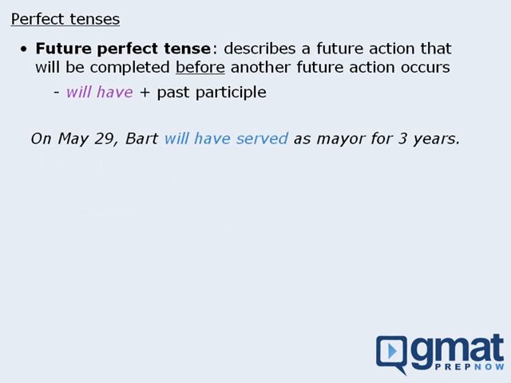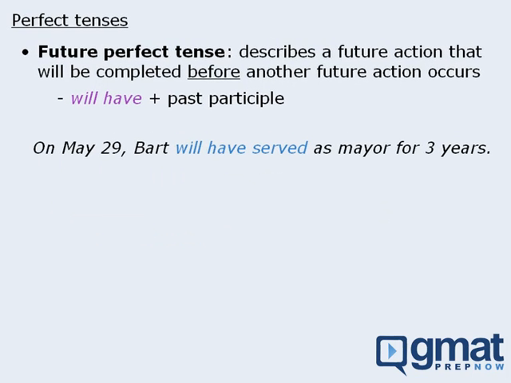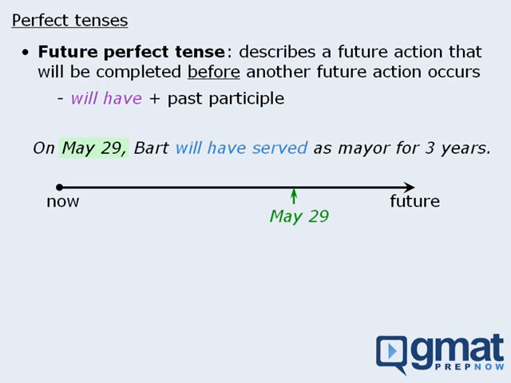Alright, one last example. On May 29th, Bart will have served as mayor for 3 years. In this sentence, one of the future actions is implied. The future date of May 29th counts as one action, and the action that occurs before that is the serving. As such, we express the serving in future perfect tense.